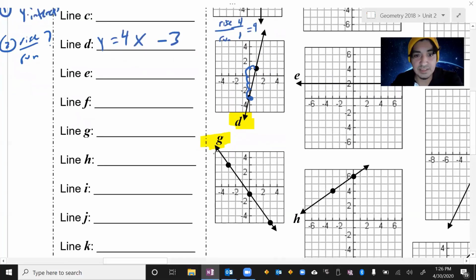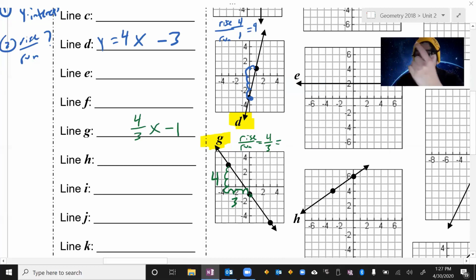The next one we're going to do is look for g. I know that's 0. That's 1, so I'm taking it as a negative 1. Now I have to work from this point to that point. So I'm going to rise: 1, 2, 3, 4. So that's going to be 4. And then run: 1, 2, 3. So that's 3. So my rise over run is equal to 4 over 3. So now that's going to be 4 over 3x.